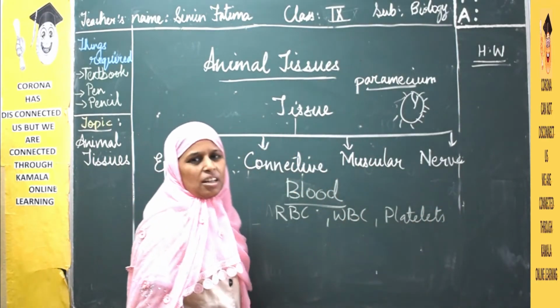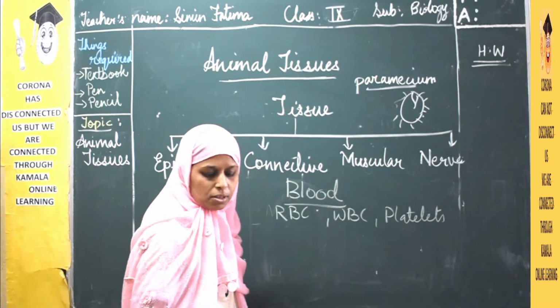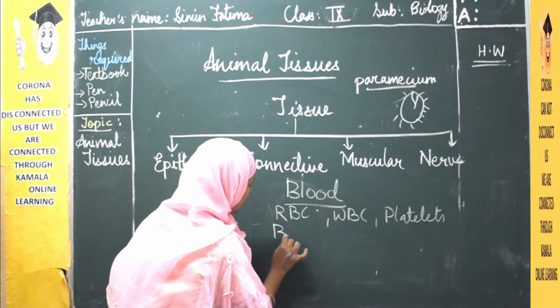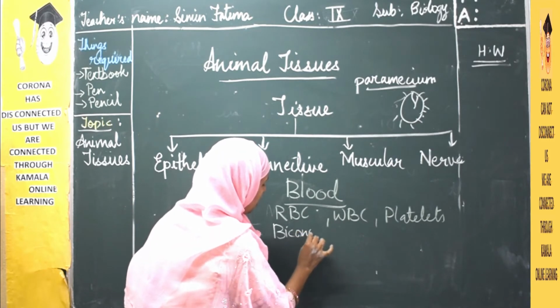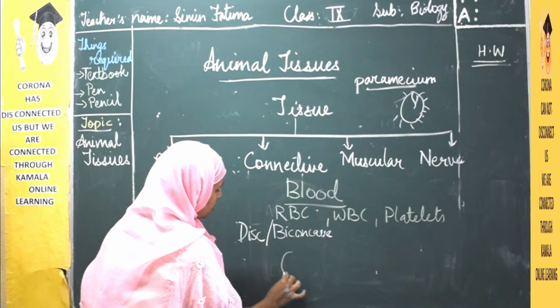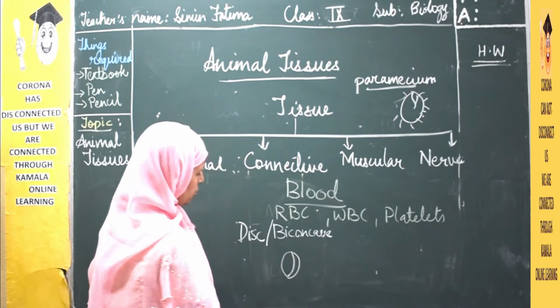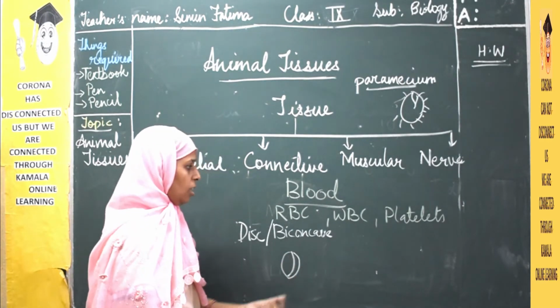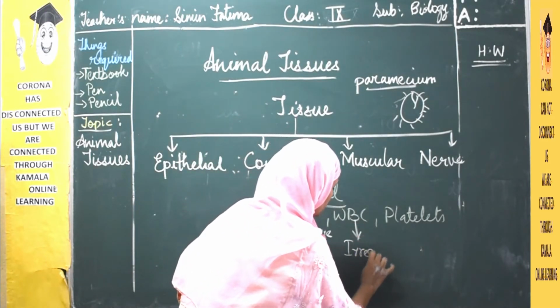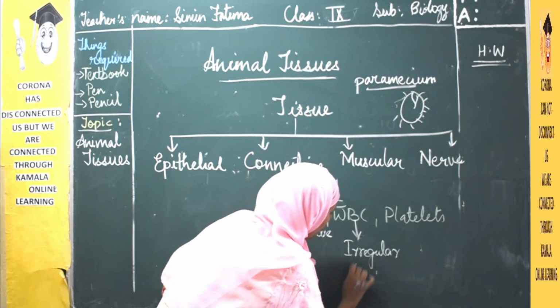First of all, we will be discussing the shape of all these 3 types. Okay? RBC is biconcave, or this shape. Biconcave, we can say, or even we can say that it is this shape. This type of structure, a disc-like structure. WBC is irregular, or we can say amoeboid in shape.